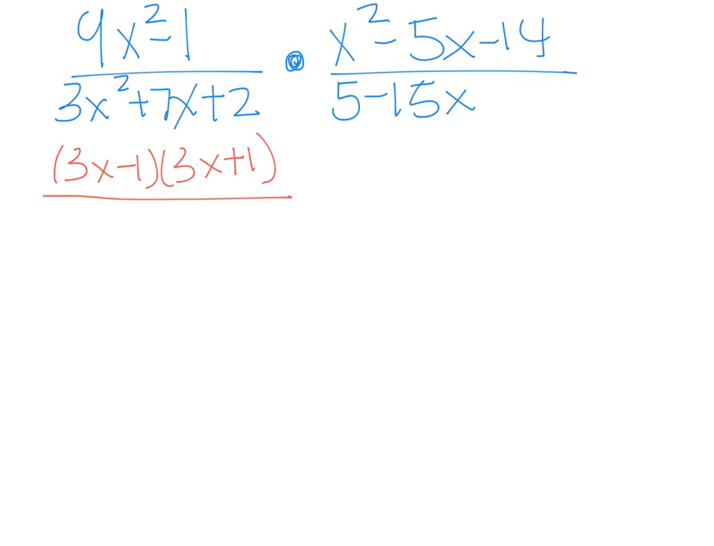So that tells me I need to use garbage method. Okay, I'm just going to do my garbage method off to the side because there's a few steps to it. So I have 3x squared plus 7x plus 2.